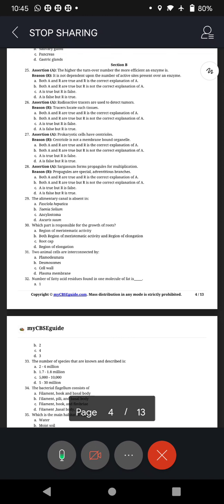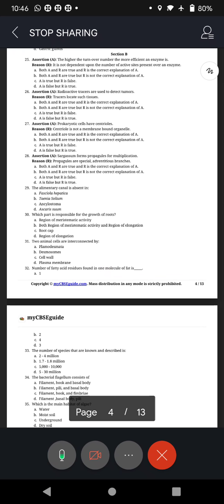Now alternatives. A. Both A and R are true and R is the correct explanation of A. B. Both A and R are true but R is not the correct explanation of A. C. A is true but R is false. D. A is false but R is true.